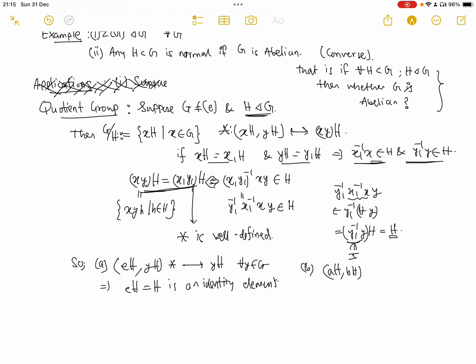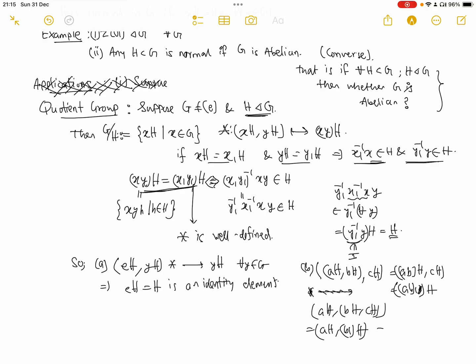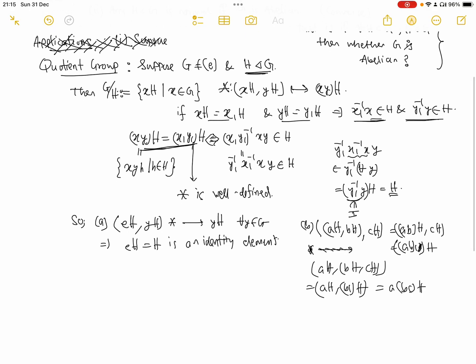And lastly, if you take three such elements, then you can show that by definition you get abH and then cH, which is then abc of H. Or maybe you can write it as first taking ab and then c. But now this is the same as bcH, and this is abcH. But remember G was a group, so by associativity this element is the same as this element, which means these two cosets are the same. So we indeed get that G mod H with this binary operation becomes a group.